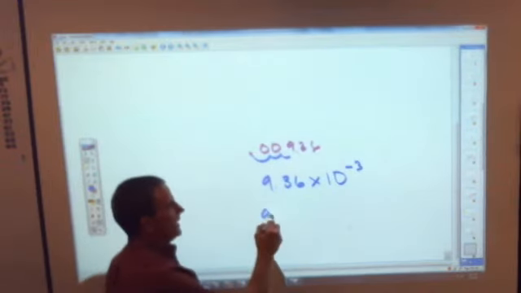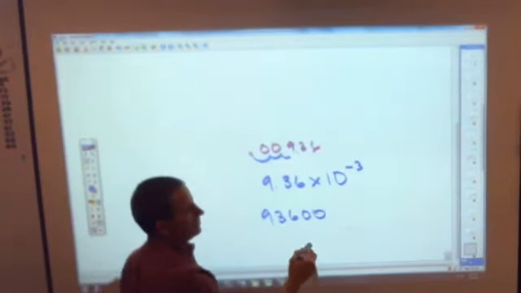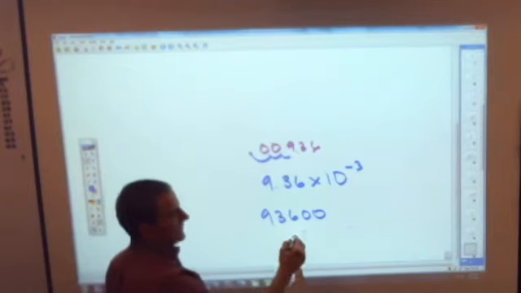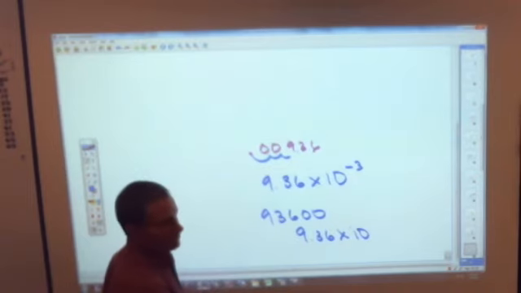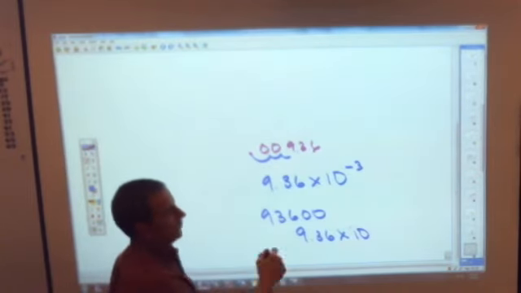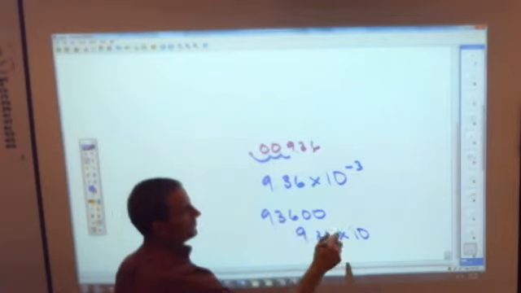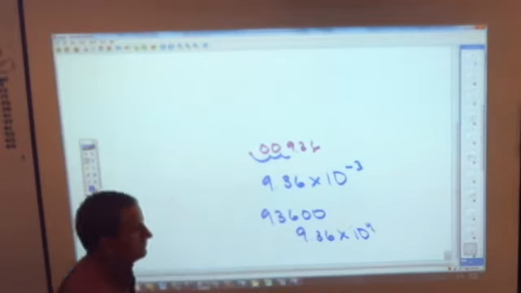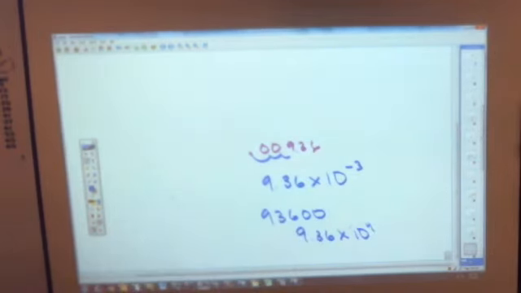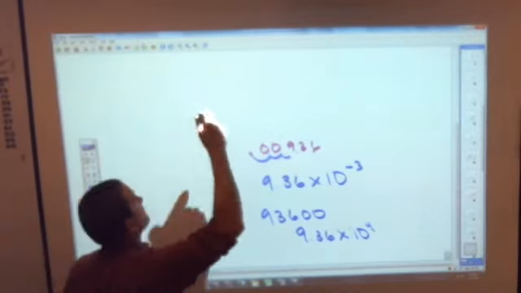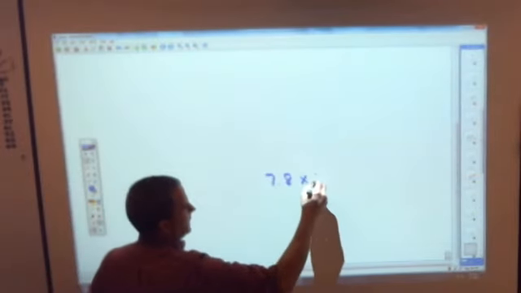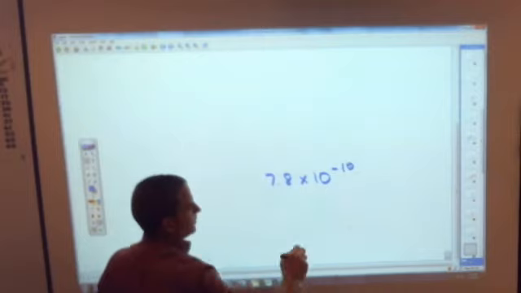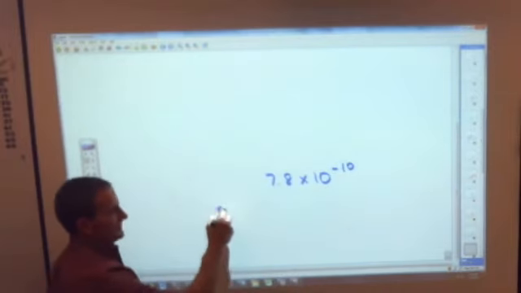As opposed to 93600, which would also be 9.36, but this time it is 10 to the what power? Fourth. 1, 2, 3, 4. See the difference there? Or if I asked you this, let's say I've got this, 7.8 times 10 to the negative 10th power. What would that number be in standard form?